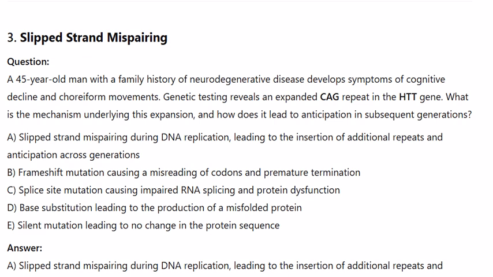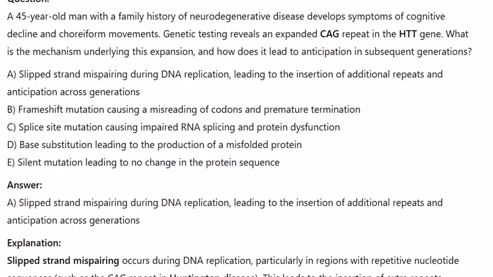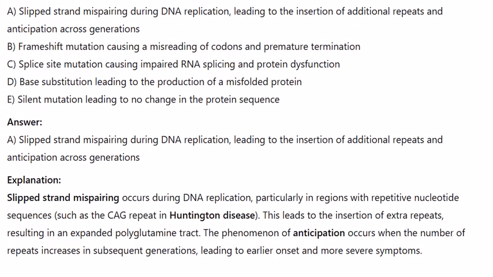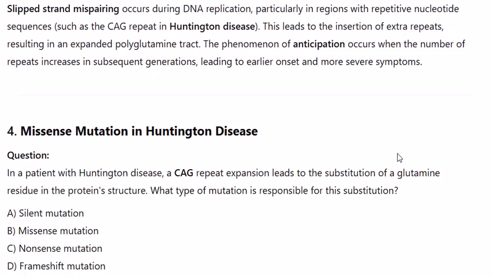Explanation: slipped strand mispairing occurs during DNA replication, particularly in regions with repetitive nucleotide sequences, such as the CAG repeat in Huntington disease. This leads to the insertion of extra repeats, resulting in an expanded polyglutamine tract. The phenomenon of anticipation occurs when the number of repeats increases in subsequent generations, leading to earlier onset and more severe symptoms. Number 4. Missense mutation in Huntington disease.